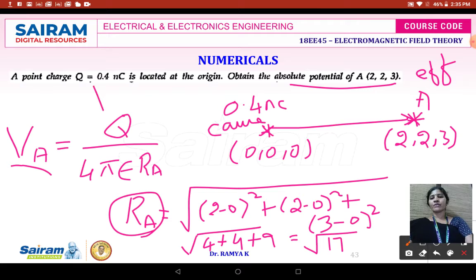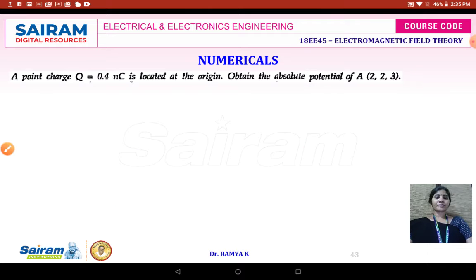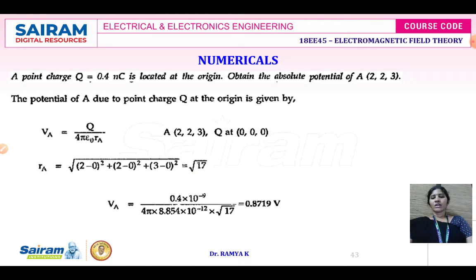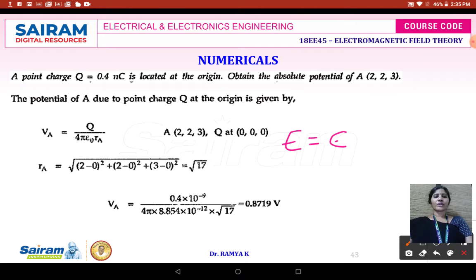The value of Q will be 0.4 nanocoulomb. Epsilon is equal to epsilon naught into epsilon R. By substituting, we will get the answer. As we discussed earlier, the magnitude of RA is root 17. The formula is Q divided by 4 pi epsilon RA. Value of Q is 0.4 nanocoulomb divided by 4 pi. Epsilon is epsilon naught into epsilon R, which is the absolute permittivity, with relative permittivity. We have to assume epsilon R is equal to 1.